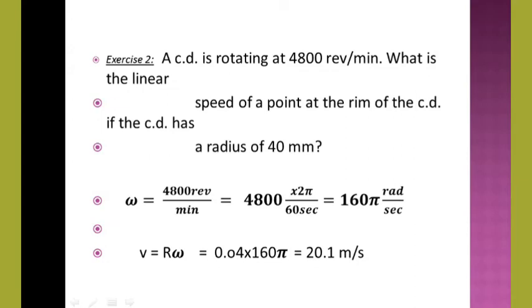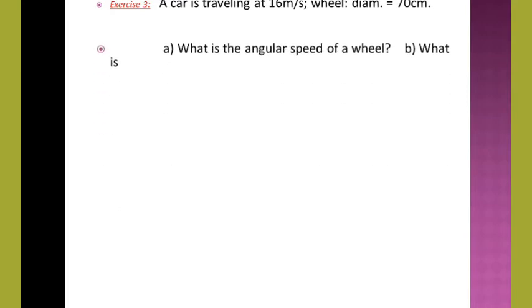So it would be 20.1 meter per second. Okay, let us see one more example. A car is traveling at 16 meter per second. The wheel has a diameter of 70 centimeter. So what is the angular speed of the wheel?